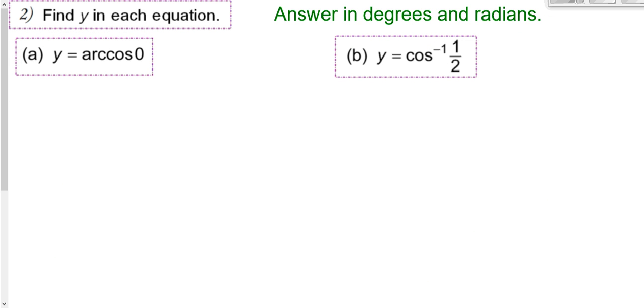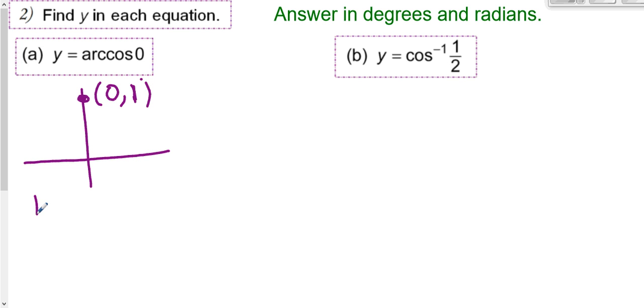Same idea. Find y in each equation, answer in degrees and radians. Y equals arc cosine of 0. Okay, the angle whose cosine is 0. Now we have to switch our thinking and think about quadrantal angles. Okay, now where is the cosine equal to 0? And we have to answer between 0 degrees and 180 degrees, or between 0 radians and pi radians, because that was our restriction for inverse cosine. So right up here, at this point, 0, 1, the cosine value is 0.